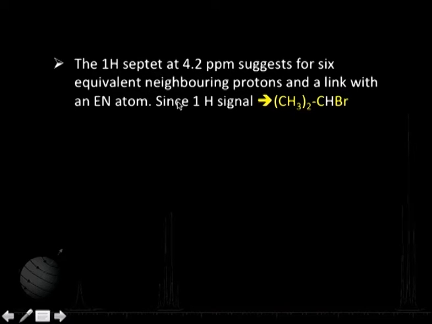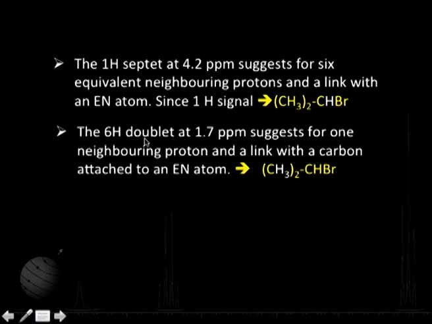That means it is attached directly to an atom which is electronegative. So, essentially I am dealing with this proton here which is linked to 6 equivalent neighbors, that means a dimethyl group there, and it is attached to a bromine atom which is electronegative. So, this is the fragment which is causing this signal to come at 4.2 ppm. This 4.2 ppm is because of this proton here.